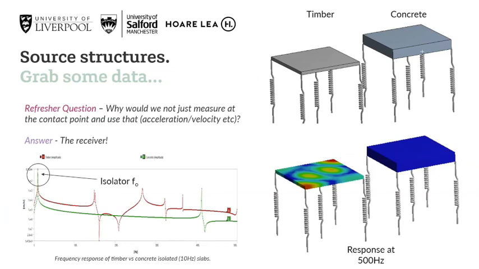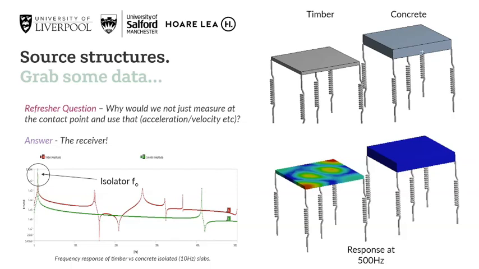And let's return to some considerations which we explored in Josh's presentation and ask the question why we just couldn't measure next to a piece of machinery and use that in our assessments or predictions. And as you might recall, the answer is that the receiver affects the power transmission. And we demonstrate that here with a small simulation comprising two slabs, a thin timber one and a thicker concrete one, both of which are suspended by 10 Hz isolators, which you can see as springs in the pictures on the right.